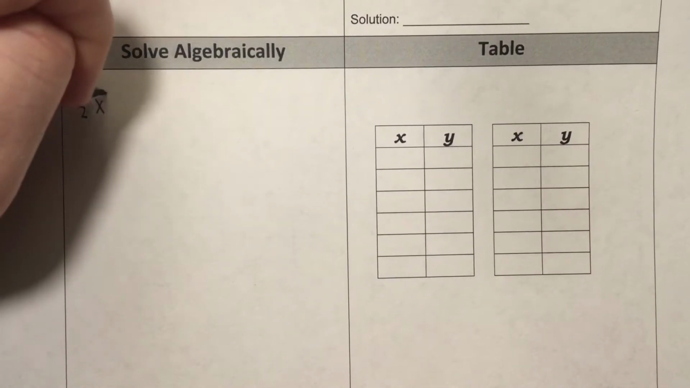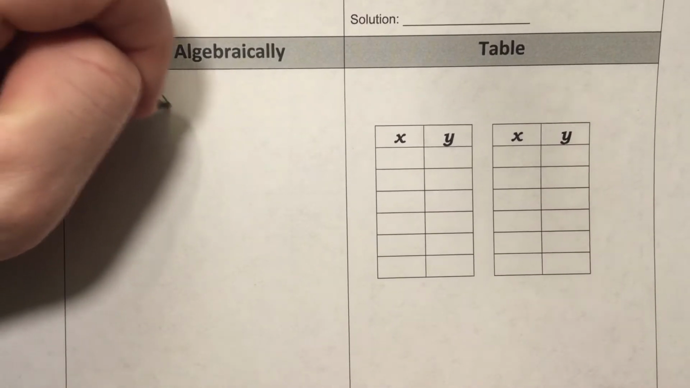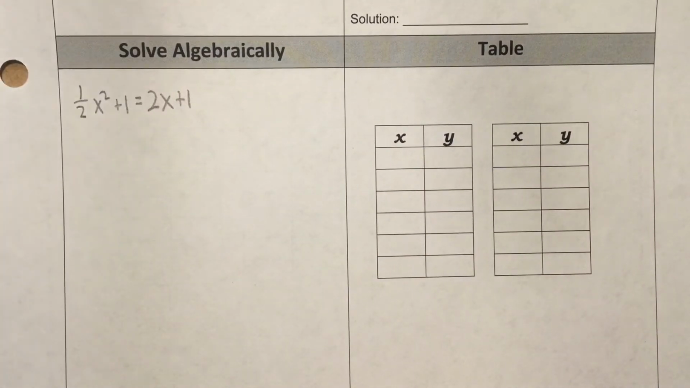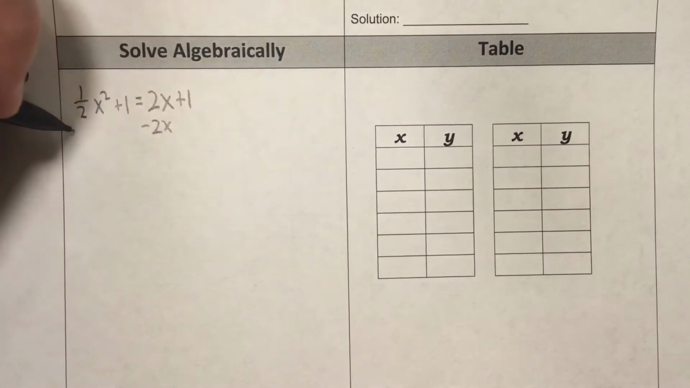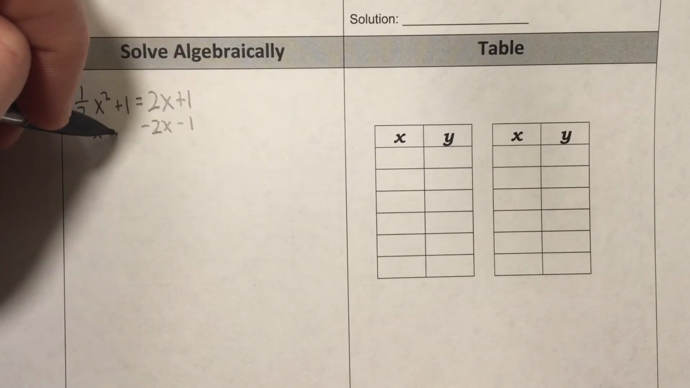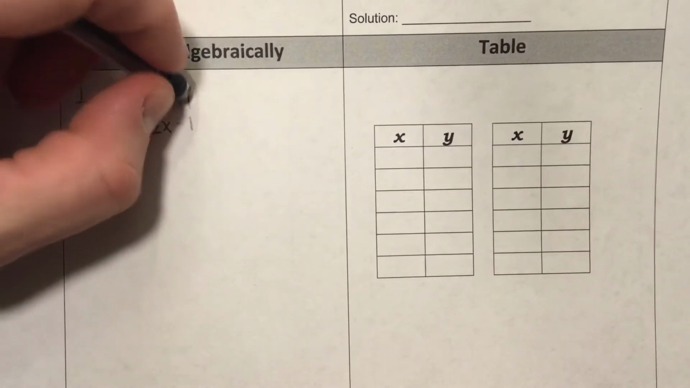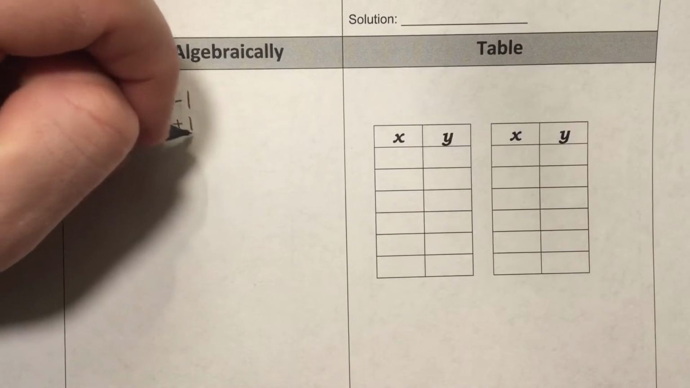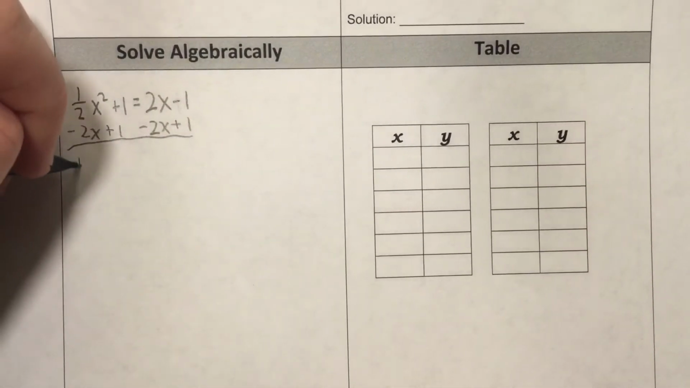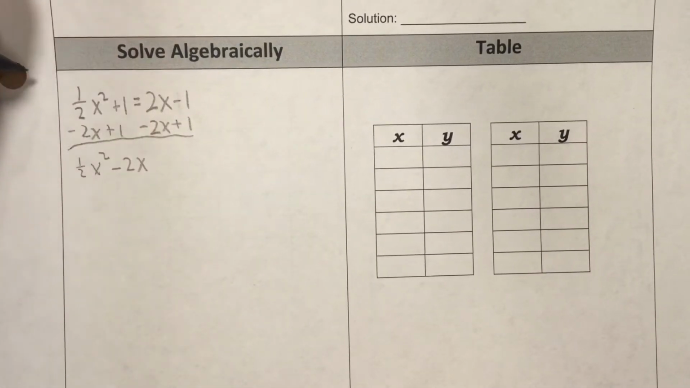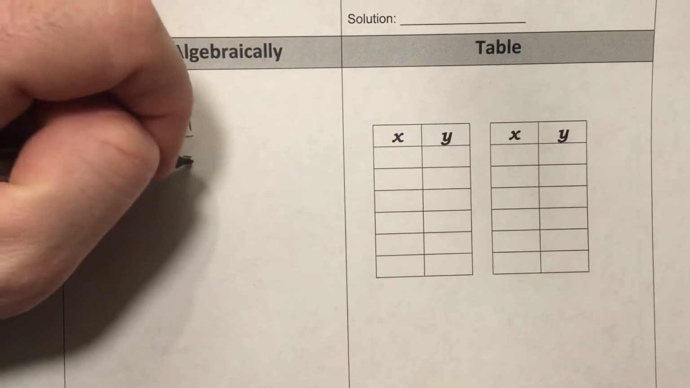So I have 1/2 x squared plus 1 equals 2x minus 1. Since I have a quadratic with x squareds and x's, I am going to have to set it equal to 0 to solve. So I'd subtract 2x and then add 1. All right, so that gives me 1/2 x squared minus 2x and then plus 2, and that's equal to 0.